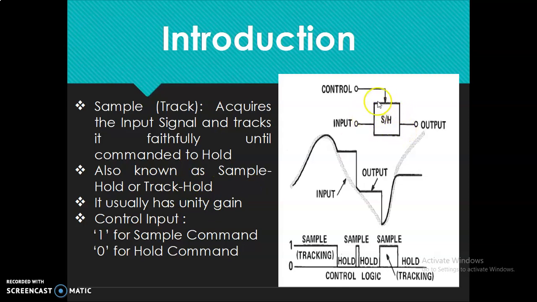Here in this block diagram you can find that this is the input, this is the output. There is a control input. If the control input is 1, this input is for the sample command, and if it is 0, this is for the hold command. Here this is the sample, this stands for the hold. This is the input where it is being sampled, and after that this is hold. You can also see from this diagram, this is the sample, after that this is a hold. It is only possible by using the control signal.